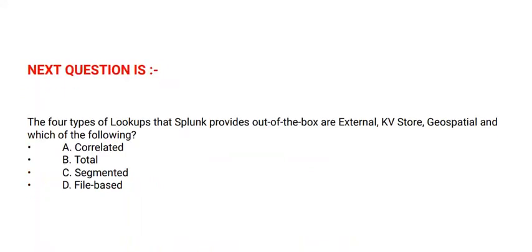Next question is, the four types of lookups that Splunk provides out of the box are external, KV store, geospatial, and which of the following? Options are option A, correlated, option B, total, option C, segmented, and option D, file based. The correct option is option D.